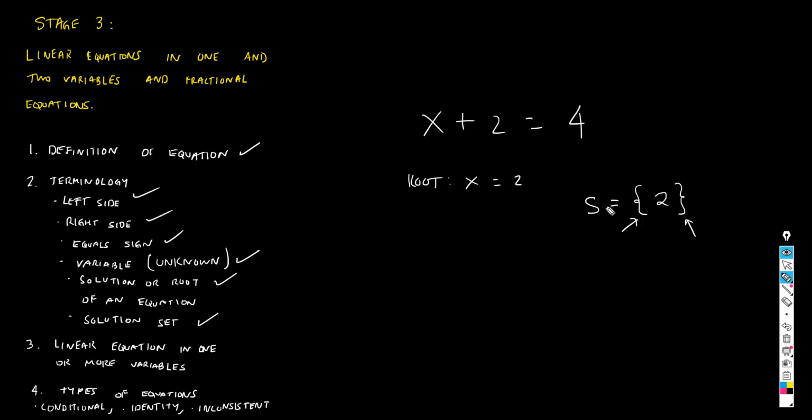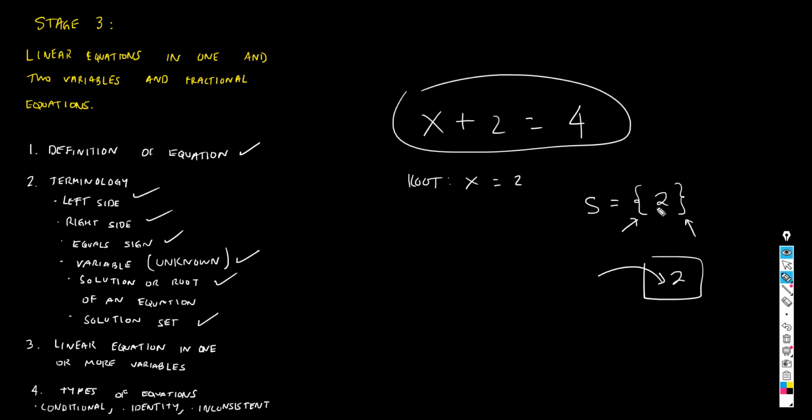The solution set is kind of like a box. You can think of this as a box, okay? A box in which you're going to put all your solutions. The solution of this equation is 2, so put it there and write it like this. You can think of these two braces as a box, and you're going to put all your solutions in that box. I repeat, the solution set of this particular equation is equal to {2}.